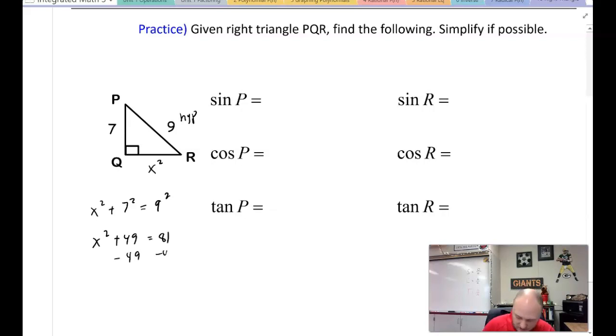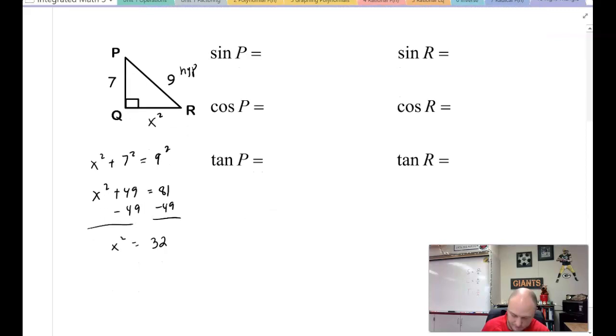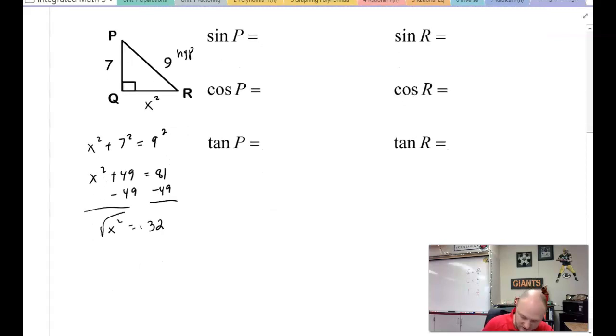We can subtract 49 on each side. We get x squared is equal to, what do we got? 32. Taking a square root of each side, you get x is equal to the square root of 32, which the perfect square in there, this one actually was kind of tricky. 16 times 2. You probably said 8 and 4, but 16 and 2 is fully simplified. So this is 4 root 2.